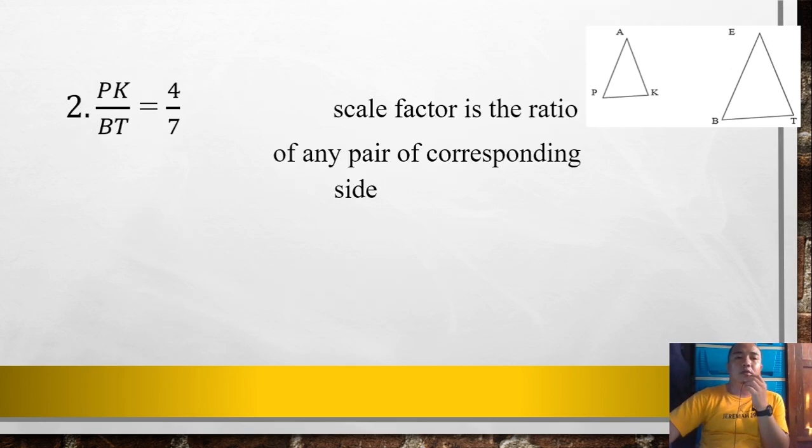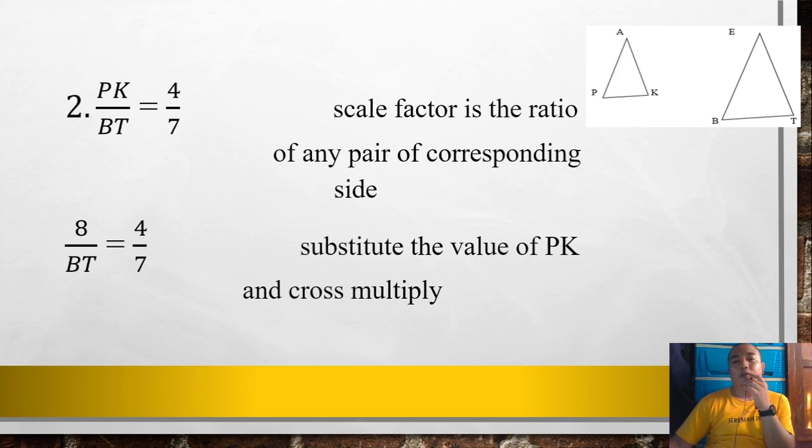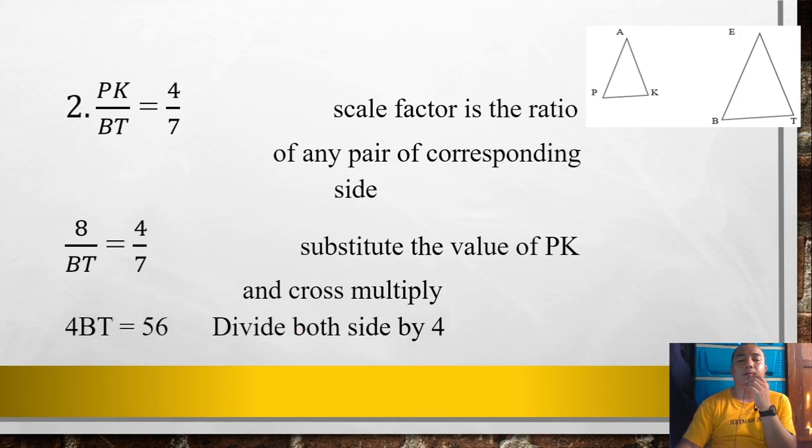How about here? We're trying to find the length of number 2, BT. So, to find the length of BT, given PK is 8, 8 over BT is equal to 4/7. So, we have the answer is 14. BT is equal to 14.